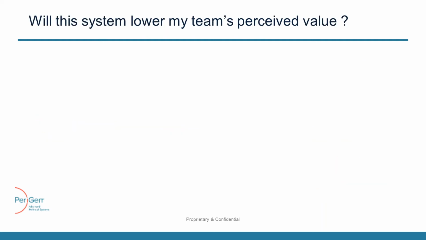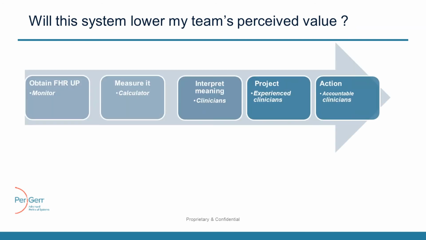In closing, there are two other issues that I'd like to address. One is, will this system lower my team's perceived value? Because this is a very common question that we get. Well, this arrow represents the general sequence of steps when using a monitoring device in clinical care. On the left, the most basic step is to obtain, in our case, fetal heart rate and uterine pressure signals. The next step is to look at it, to measure it. The next step is to interpret. What does it mean? What do we think is happening to the baby? What do we think is causing it? What is the baby's response?